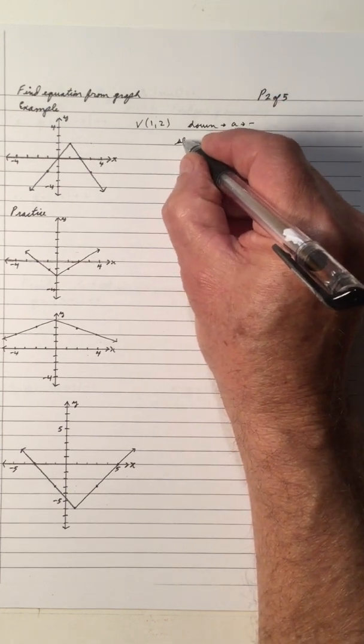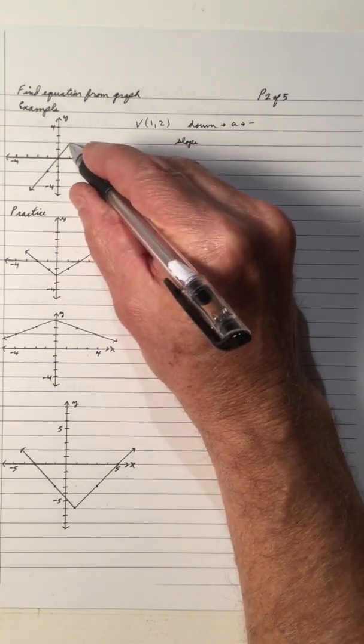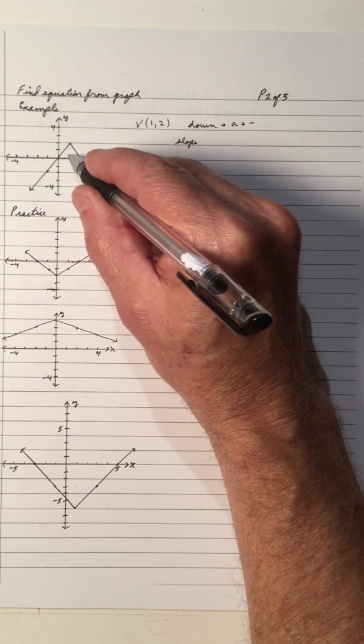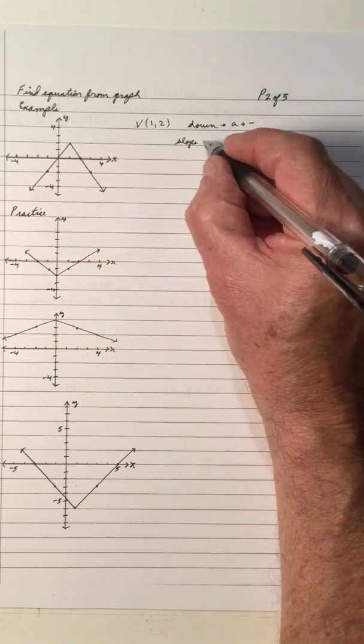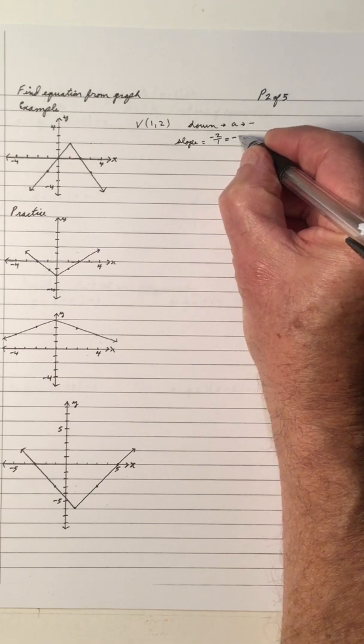And another concept to look at is slope. So the slope is, 1, 2, down 2, right 1. So the slope is negative 2 over 1, or negative 2.